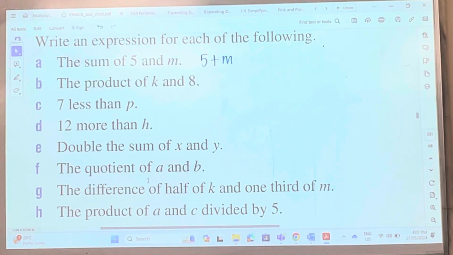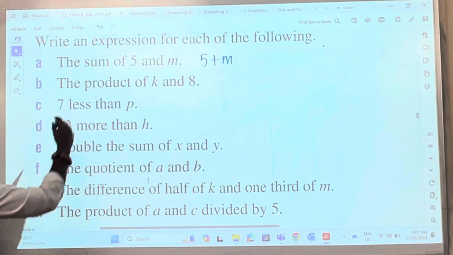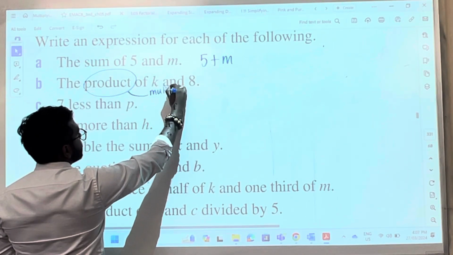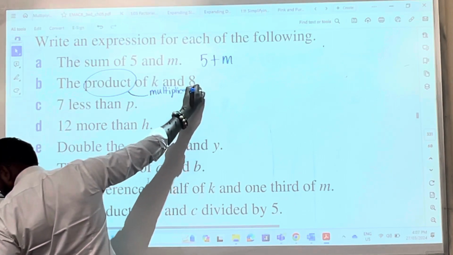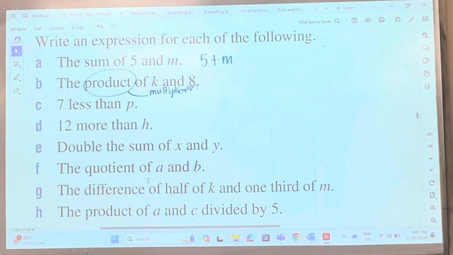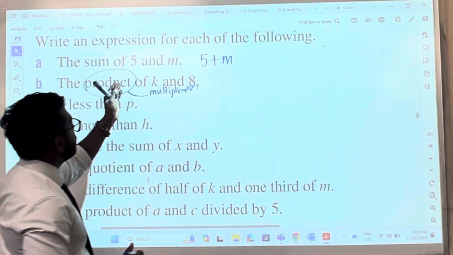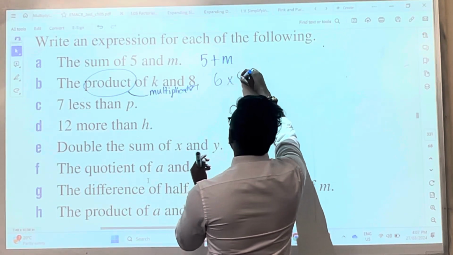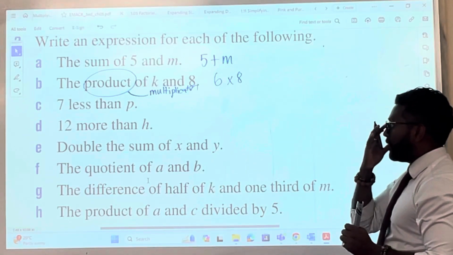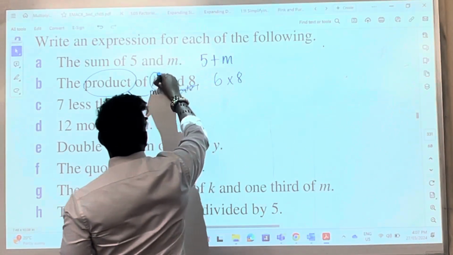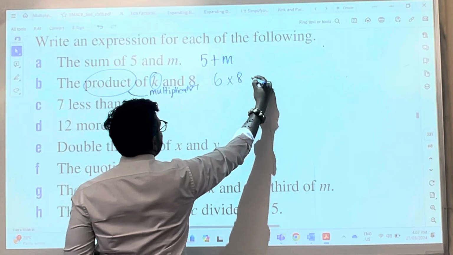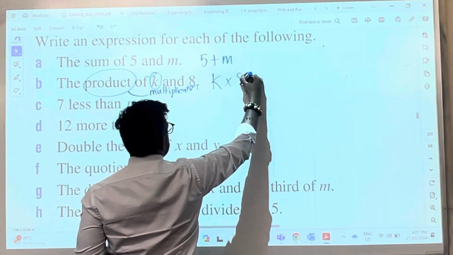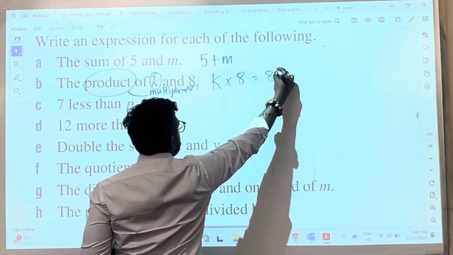Now, what does the word product mean? You've got to know that key term. It means multiplication. So if it says the product of 6 and 8, that means 6 times 8. In our scenario, what do we have? Do we have 6? No. We've got k. So we're going to have k times 8, also known as 8k.